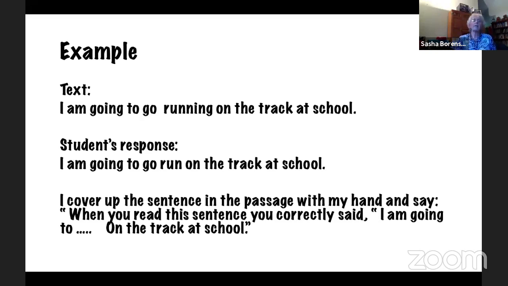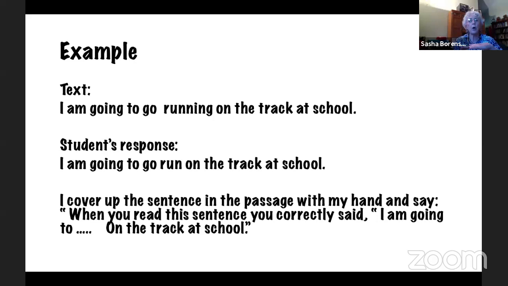So I have a text and the text read, I'm going to go running on the track at school. And my student says, I'm going to go run on the track at school. It's a minor error, right? But it's an error. So I cover the sentence up and I say to my students, the beginning of the sentence, I'm going to go, and on the track at school, I completely agree with how you read that. I think that was completely correct. Let's talk about what you said.